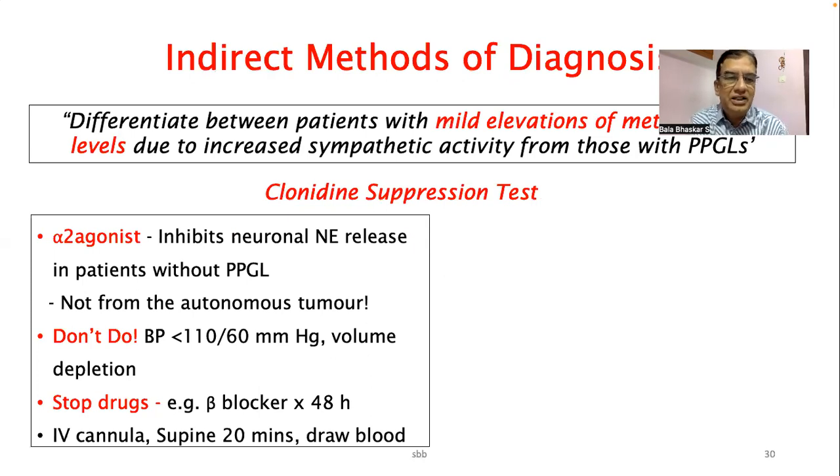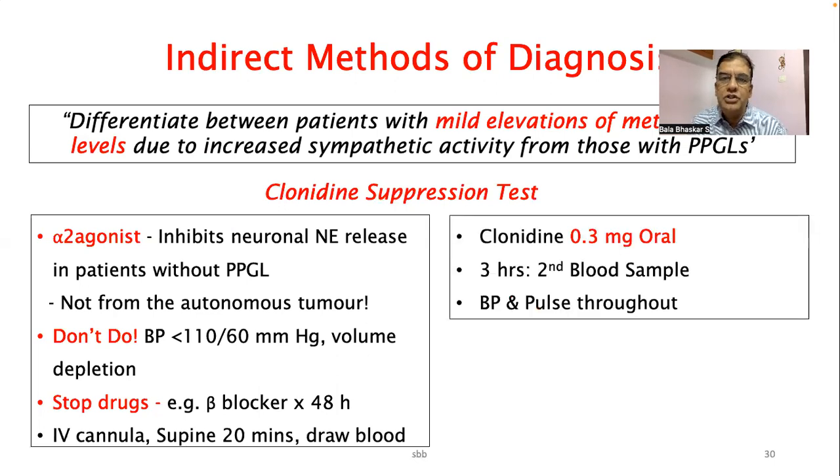But there are preconditions. If the BP is less than 110/60, please don't attempt the clonidine suppression test. Also be careful in patients who are volume depleted. And before we take up this diagnostic test, you must stop drugs like beta blockers the patient is on for about 48 hours. An IV cannula is placed, and the patient is laid supine for about 20 minutes.